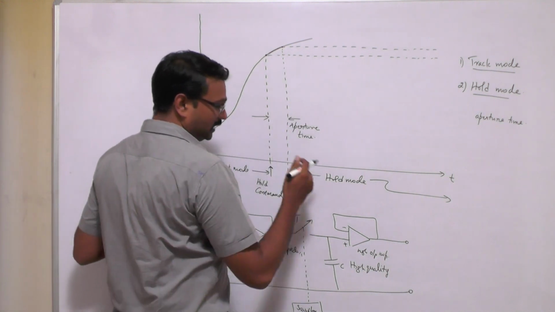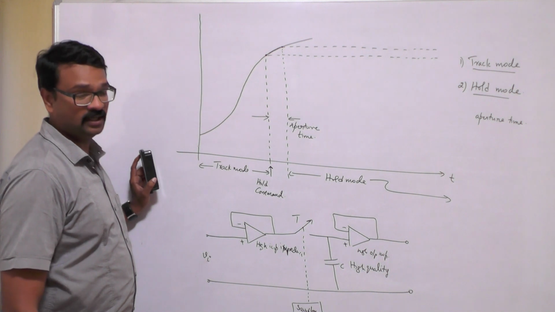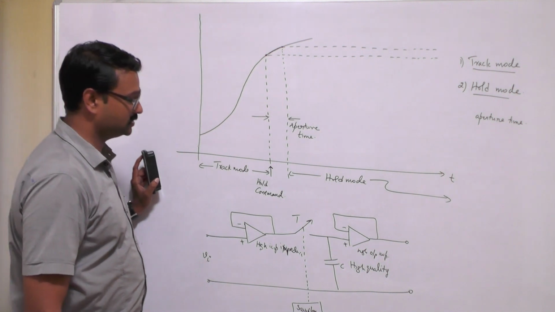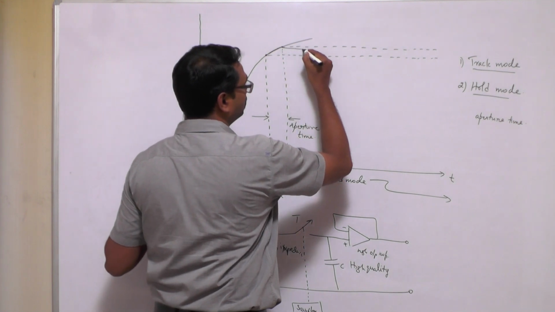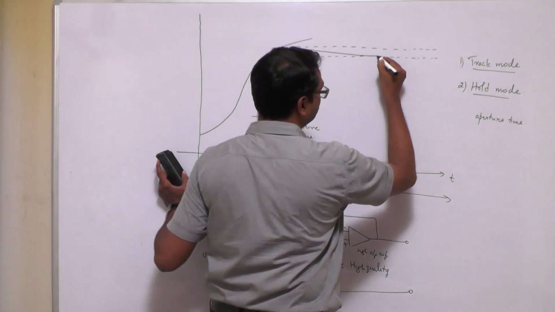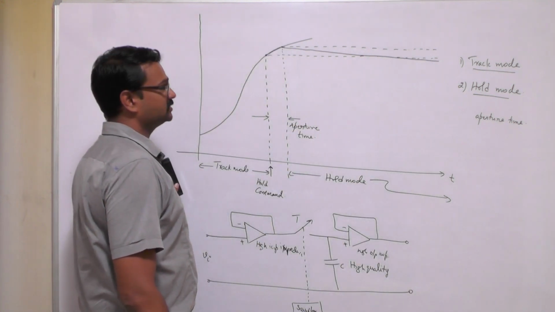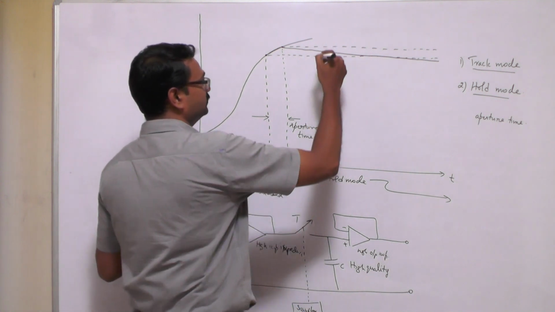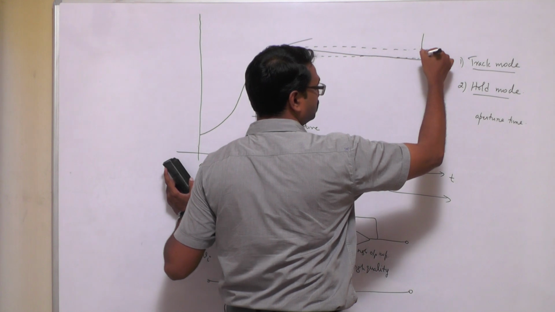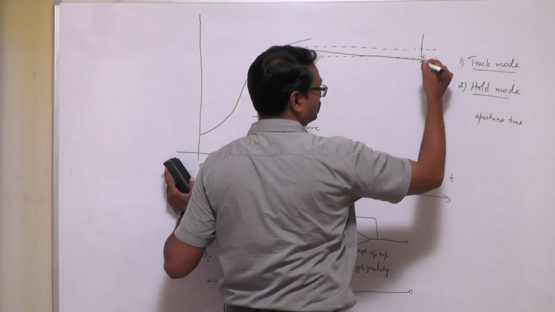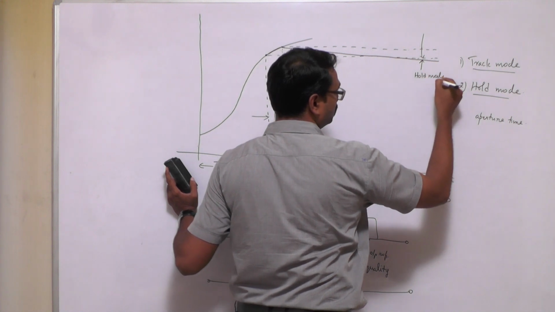Now, though we have taken a very high quality capacitor with low dielectric absorption characteristics, it is not in a position to hold it perfectly. It will try to hold it, but it is holding it like this. The capacitor is discharging in this way. Now the difference between these two is this and this. This is hold mode droop.